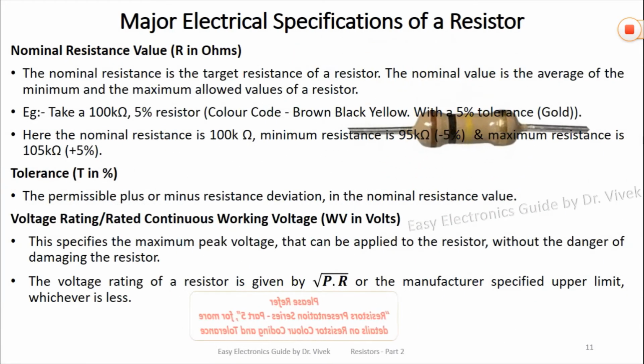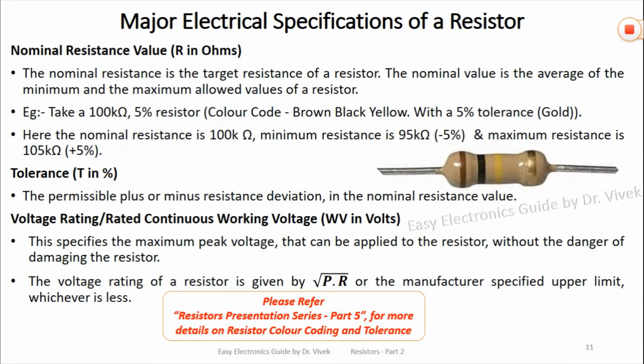The nominal resistance is the target resistance of a resistor. The nominal value is the average of the minimum and the maximum allowed values of a resistor. The tolerance is the permissible plus or minus resistance deviation in the nominal resistance value. The voltage rating specifies the maximum peak voltage that can be applied to the resistor without the danger of damaging the resistor.